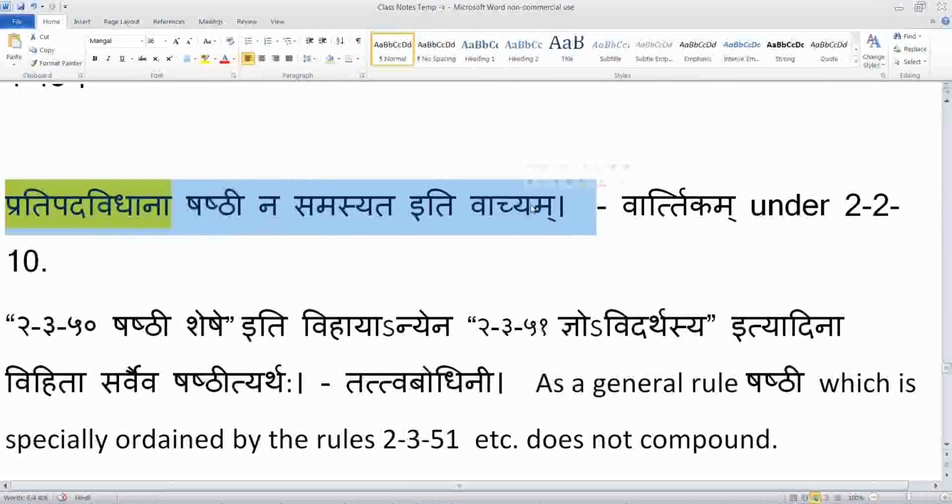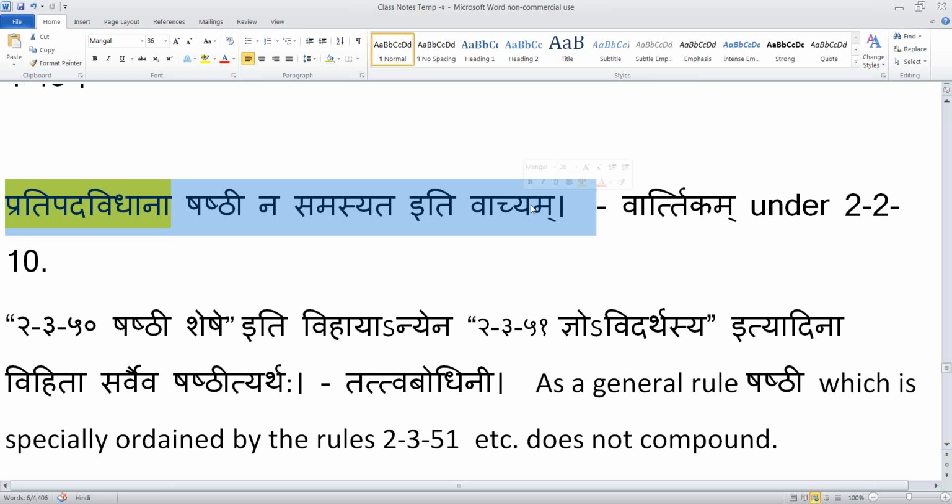See, all these technical terms I mentioned to you many times in the class. One of the best places to look at these is Professor Abhyankar's Dictionary of Sanskrit Grammar. What is Pratipada Vidhana? Pratipada Vidhana is something which is specifically ordained, not generally. It is expressed by a definite wording. So an injunction or operation which is stating expressly the words for which it is meant. So it's a specific operation, rather than the general operation.